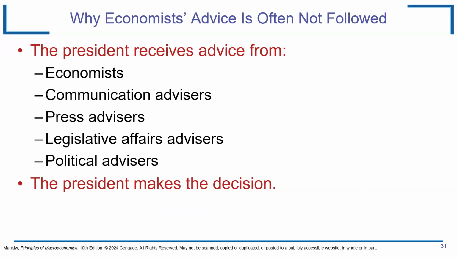Second, communication advisors. So how do you form this public relationship? Third, press advisors. So how do you communicate with the general public? Fourth, legislative affairs advisors. So is there any legal issues? Lastly, political advisors. So it is related with the partisanship and the political concerns. So the president needs to make the decision based on all this information.